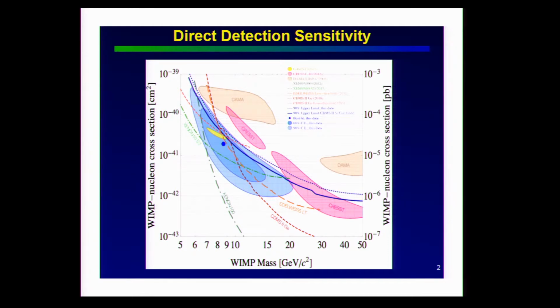You can see here again the tension between the experiments, for example, DAMA modulation being basically ruled out by most of the experiments, as well as CoGeNT being ruled out by XENON100, and then CDMS, which I will talk about a little bit now.